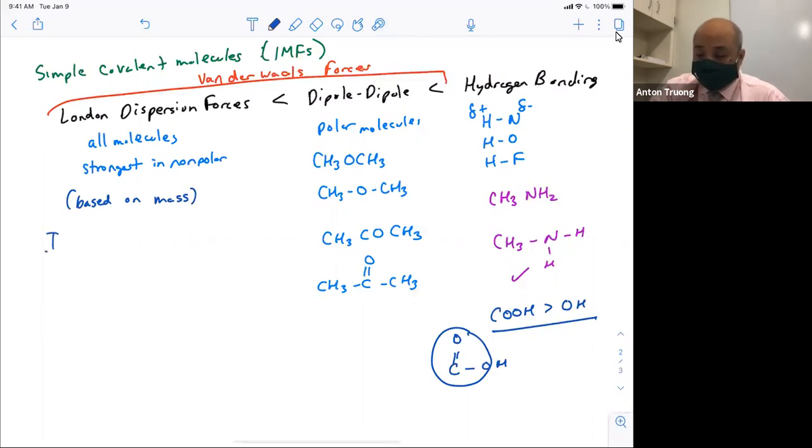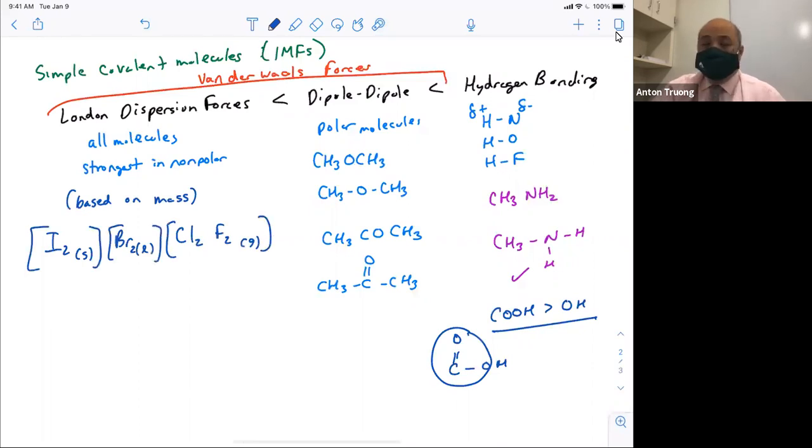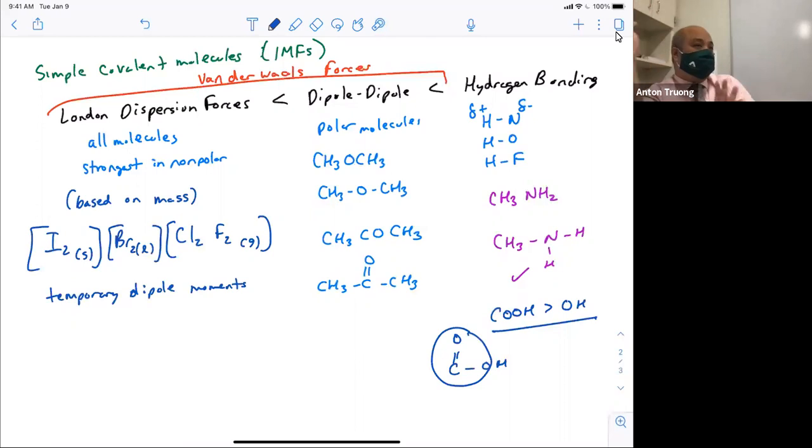This is why I2 is a solid, bromine is a liquid, and chlorine and fluorine are gases. Because the increase in mass means the electrons are more mobile, and it creates more of those temporary dipole moments that strengthen those LDFs.